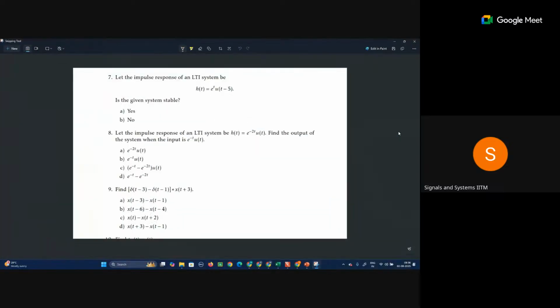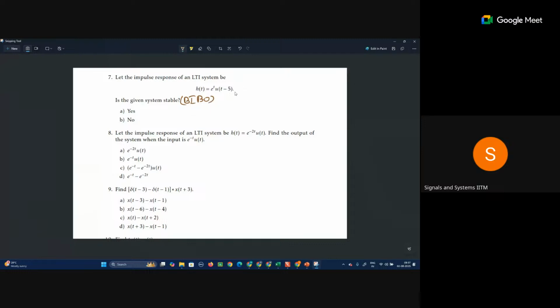Okay. Now they have given the impulse response of an LTI system as h(t) is equal to e power t u(t minus 5). So they are asking, is this stable or unstable? It is unstable, ma'am. Why? This is not a bounded function. Yeah. So in order to check the stability, it has to follow the BIBO condition, right? BIBO condition is bounded input, bounded output.